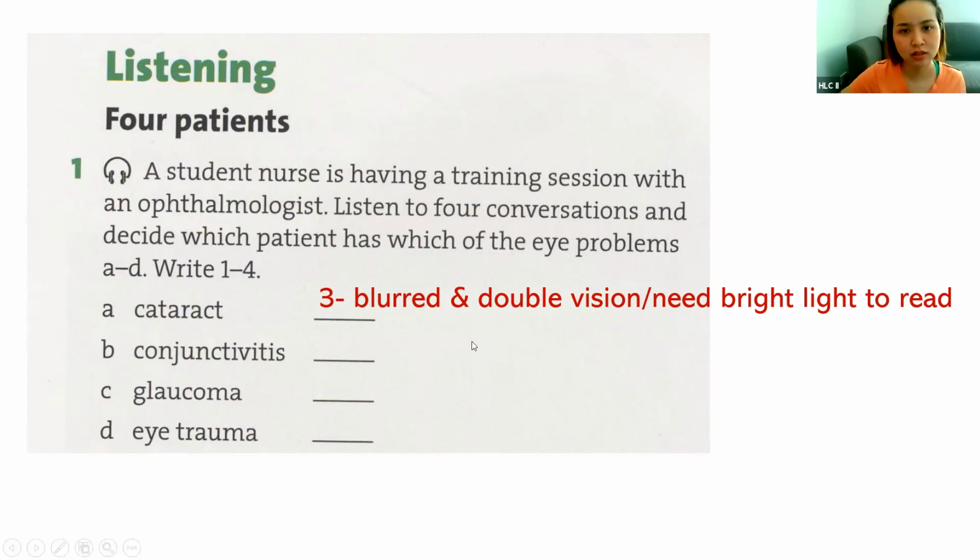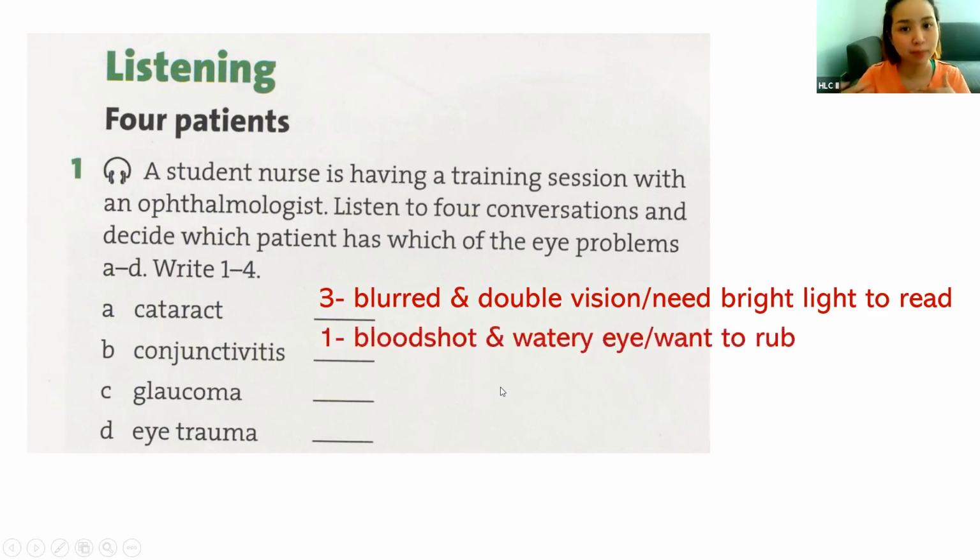B, conjunctivitis. Conjunctivitis or ตาแดง. This is patient number 1, which is a little boy, who said that his eyes are bloodshot and watery. ก็คือตาแดงกล่ำเนาะ bloodshot, watery means there's water coming out of his eye all the time, and so it's itchy. He just wants to rub his eyes.